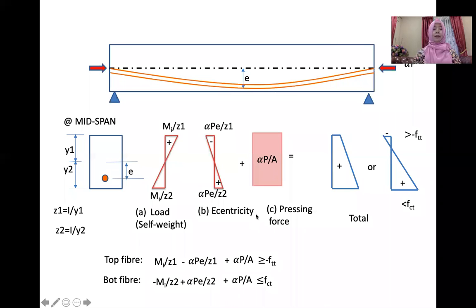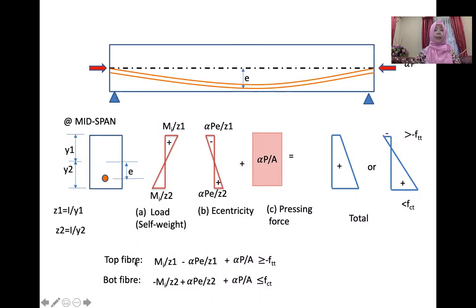Okay, we recap yesterday's one. Yesterday we derived the equation for the pre-stress checking. Actually, it's checking the stress for pre-stress. If we want to check at mid-span, this is the formula. We have two formulas: one for the top fiber, and also one for the bottom fiber.